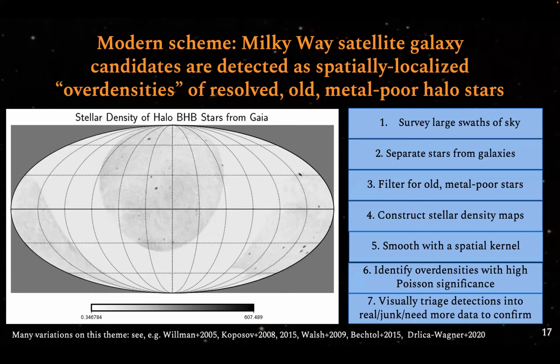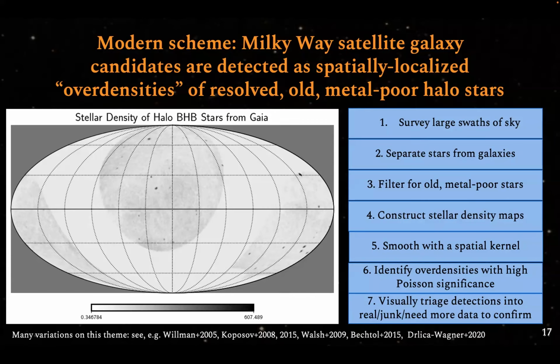We tease out the stars from the galaxies. We then filter for those old metal poor halo stars. We construct stellar density maps, which look like the one I'm showing you on screen. We smooth those density maps with a spatial kernel. We then look for statistical overdensities, so sort of Poisson peaks against the smooth background. And then we try to visually triage the detections into what we think are real galaxies.